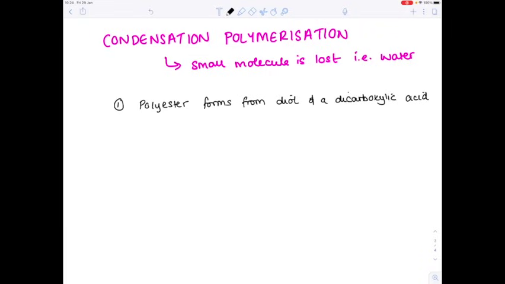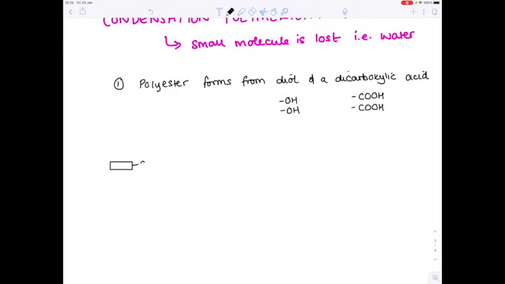Now a diol is an alcohol, so remember you've got the OH functional group, di meaning 2, so you'll find that that monomer has 2 OH groups on it. The dicarboxylic acid functional group is COOH, again di, so you're going to have 2 of them. So I'll show you the general equation for forming a polyester. So we'll start with our dicarboxylic acid. Here are the all-important functional groups.